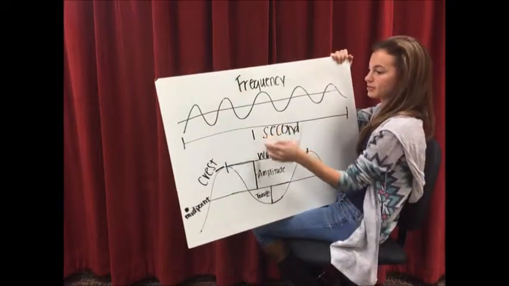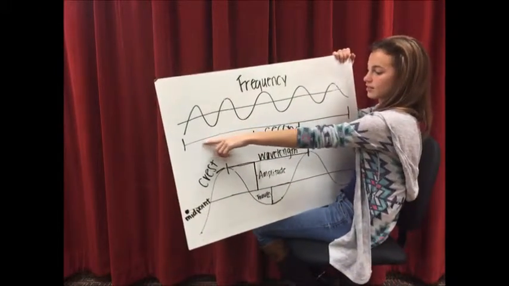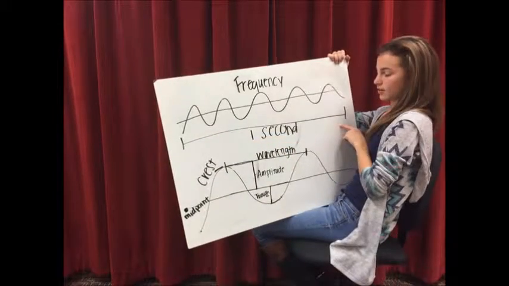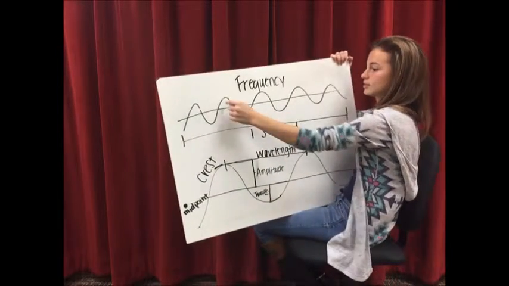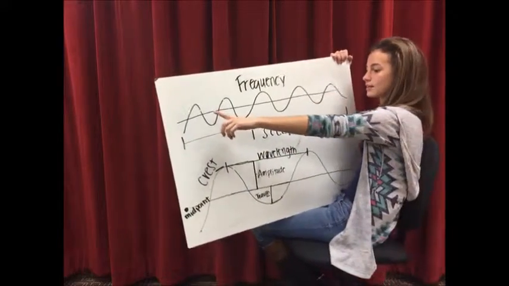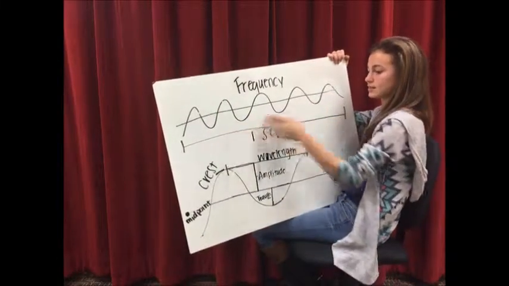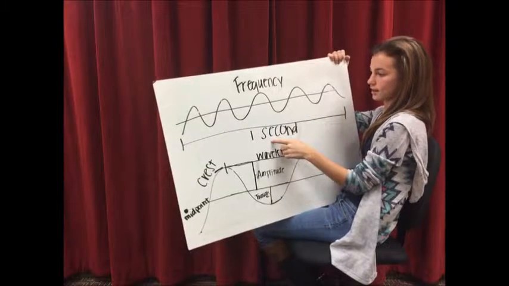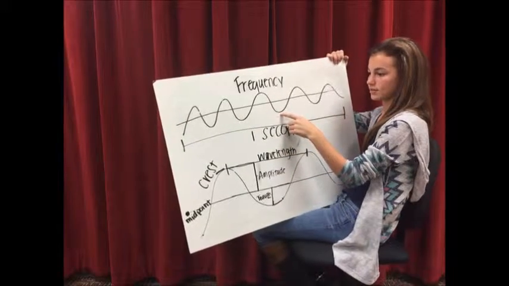So this is an example of frequency. This is over a time period of 1 second, and there are 5 different waves. So that is how many waves pass this point in 1 second. So that's the frequency of this wave.